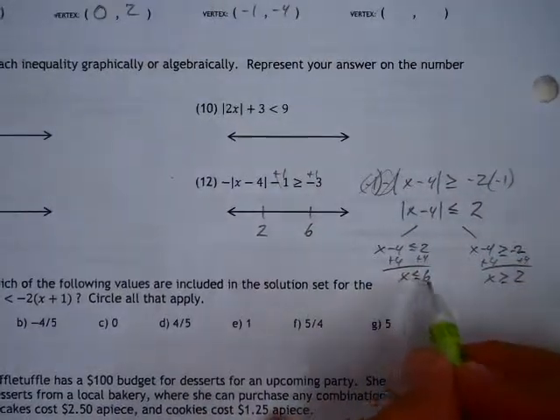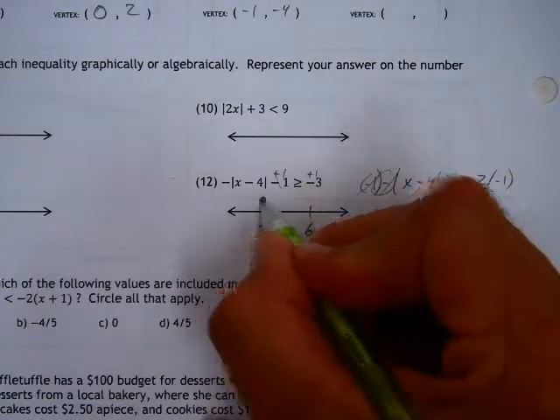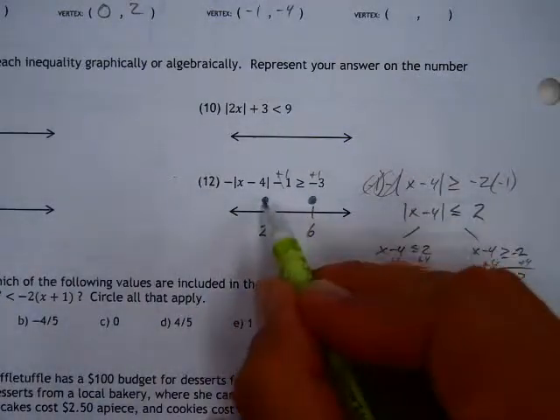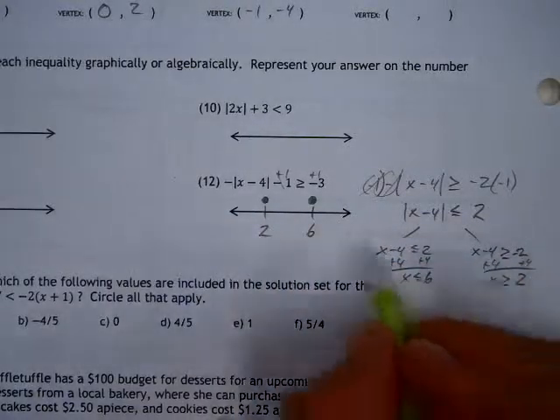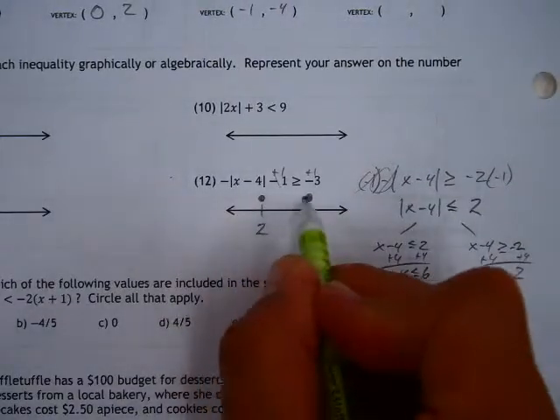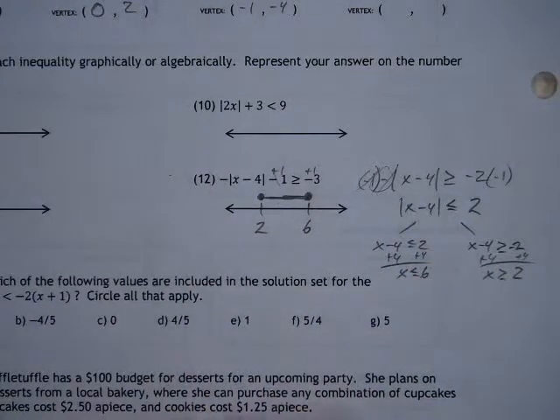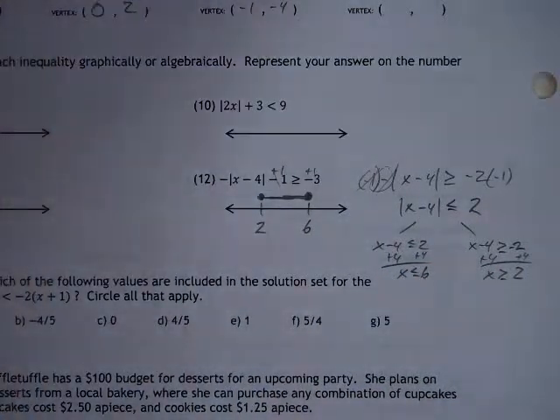This is an "or equal to," so the dot that's going to recognize that is going to be filled in, whereas if there was a "not equal to," it would just be an open circle. If it's less than 6 but greater than 2, it's going to be that way from 6, that way from 2. They connect in the middle, and that's what your solution is going to look like.